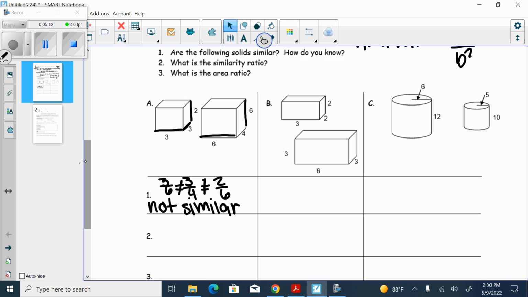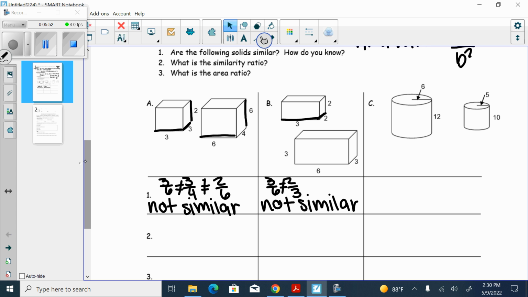Okay, let's look at figure B. On figure B, which side corresponds with the 3 in the larger figure? 6, okay. So 3 over 6. Okay, and then what would correspond with the 2 here? 3. And is 3 over 6 equivalent to 2 over 3? No. So are these two figures similar? Alright.